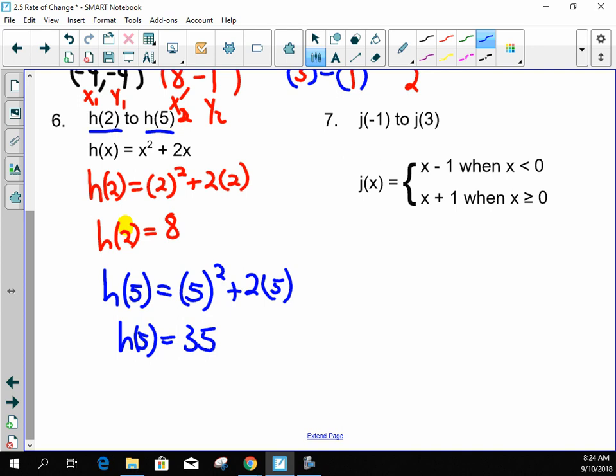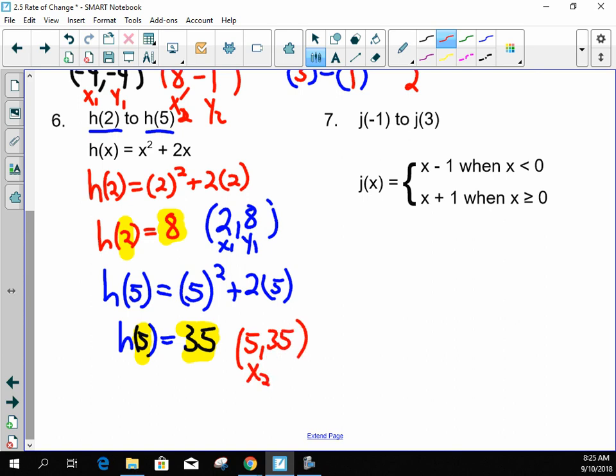Okay, what is h of 2? That is my what value? My x. What is 8? 8 would be my y, yes. So this ordered pair is 2 comma 8. x1, y1. This ordered pair right here is what? 5 comma 35. x2, y2. Now, we're not done.